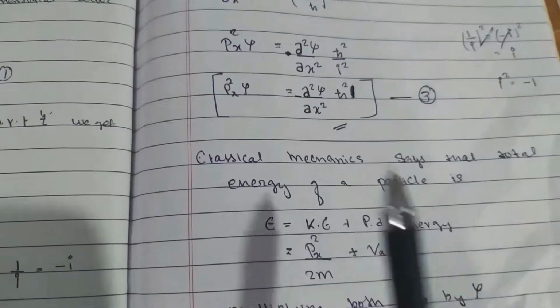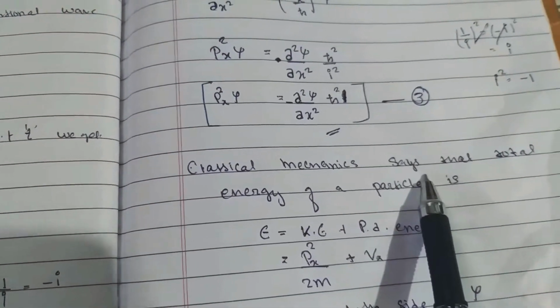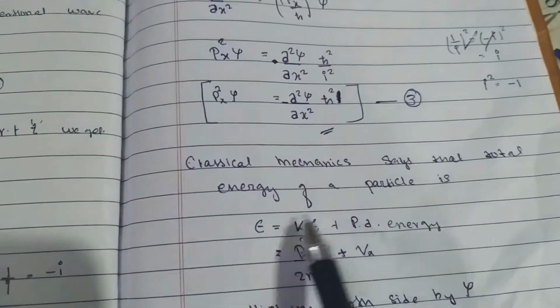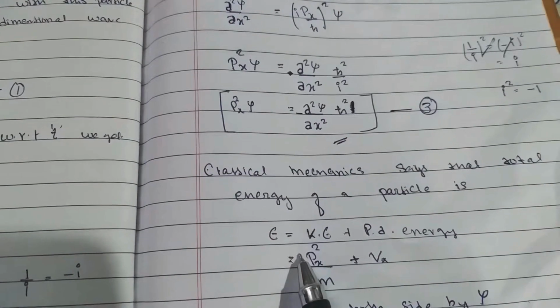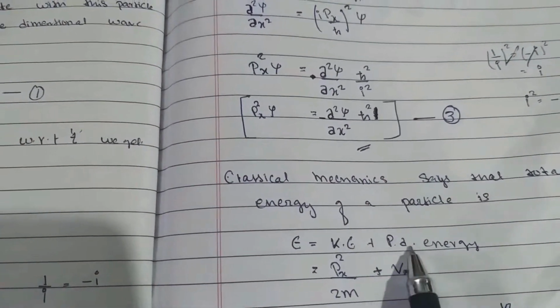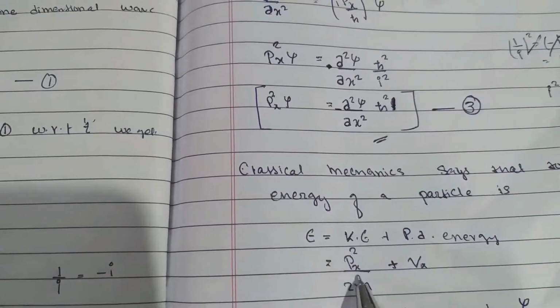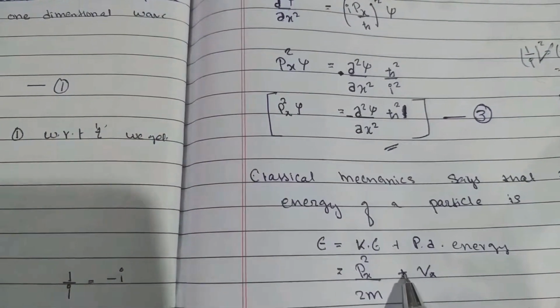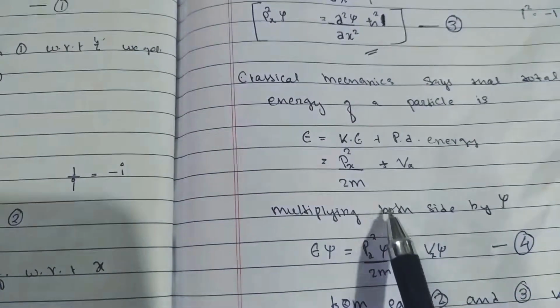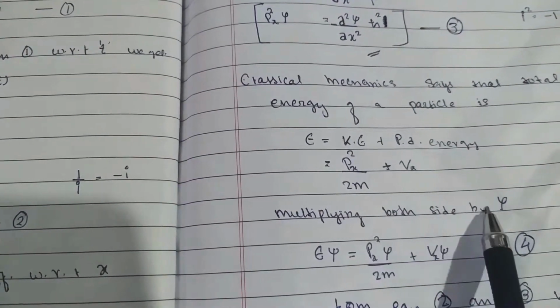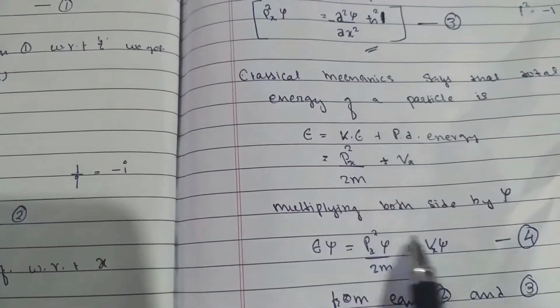Now classical mechanics says that the total energy of a particle is equal to kinetic energy plus potential energy. So kinetic energy is momentum square by 2m plus potential energy. Multiplying both sides by psi, we get this.